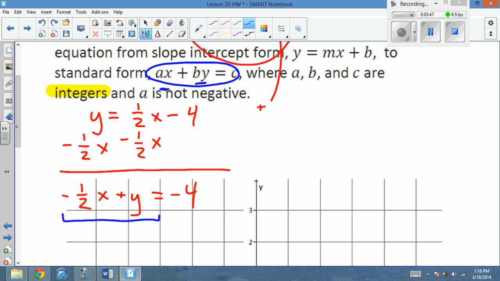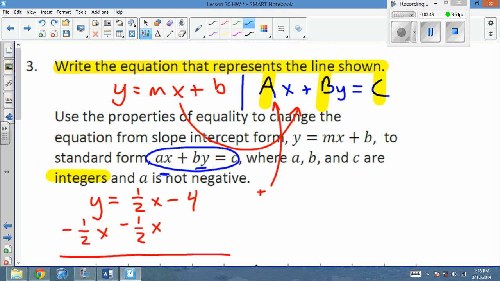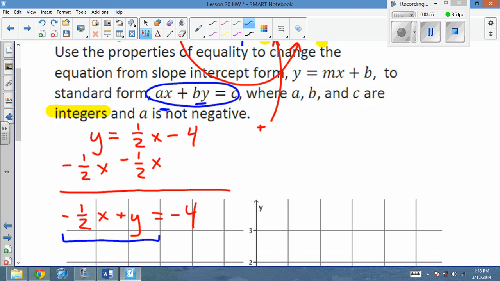However, we have to meet these particular criteria discussed in this part of the problem. A and b and c need to be integers. So in order to get rid of my fraction here and to get rid of this negative, I am going to multiply both sides of this equation by -2. The golden rule in algebra says what we do to one side, we must do to the other.